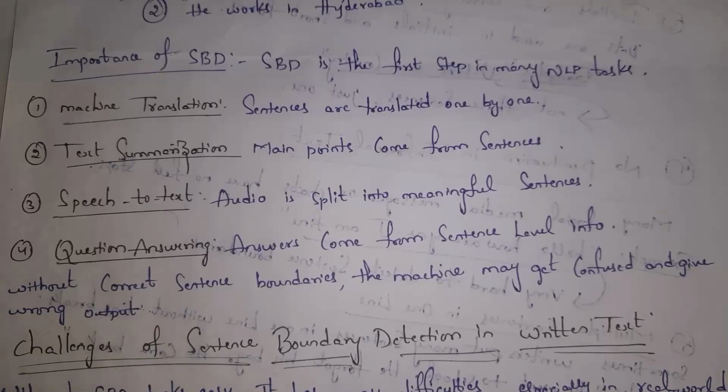And the third one is speech to text conversion. Whenever we speak, our audio is converted into sentences with the help of SBD. And the fourth one is question answering. For example, there are so many sentences. From the sentences, if you want to find any answer, we can do it with the help of SBD. So without correct sentence boundaries, a machine may get confused and give wrong output.